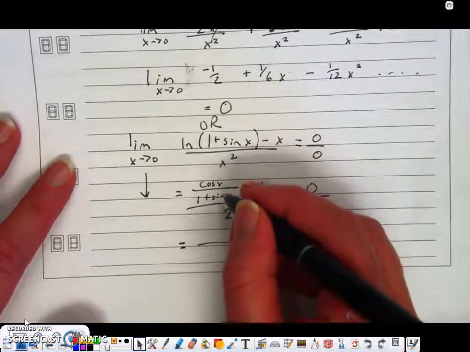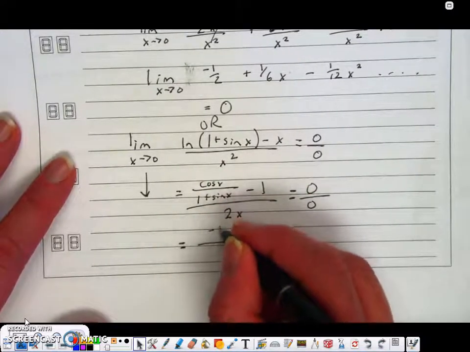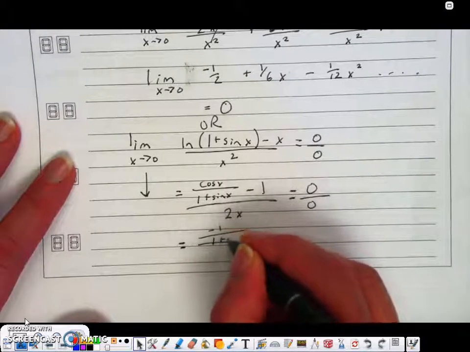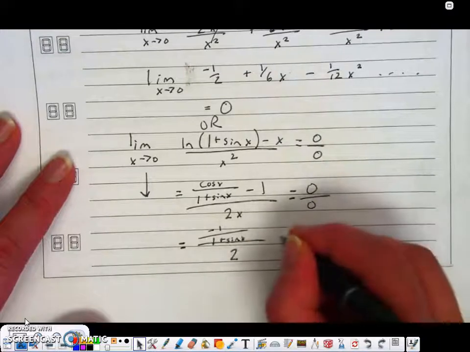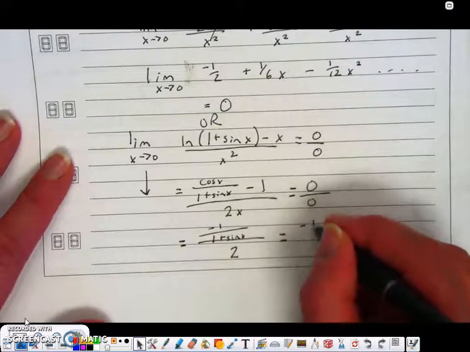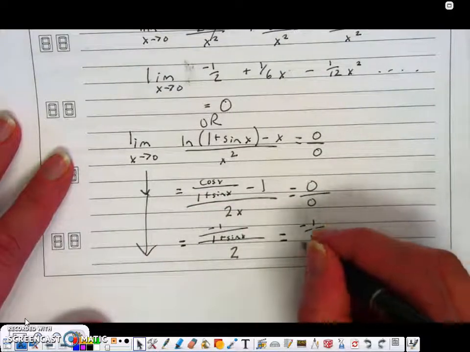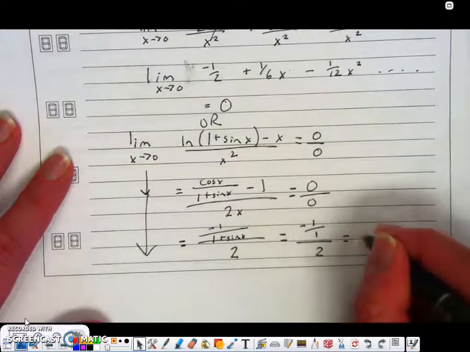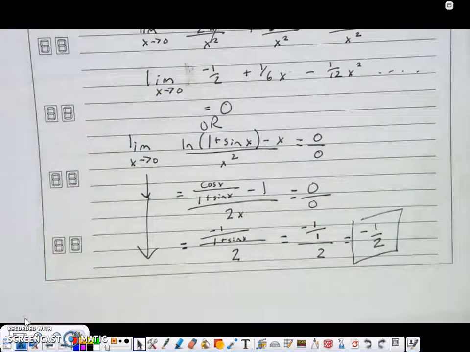And we already did this. When we took the second derivative, we got negative 1 over 1 plus sine x. The derivative of the bottom is 2. Substitute in 0, you'd get negative 1 over 2, which is also negative 1/2. I certainly do not want you to work it both ways. You don't have time. Pick one way or the other, and that is the end of problem 1.